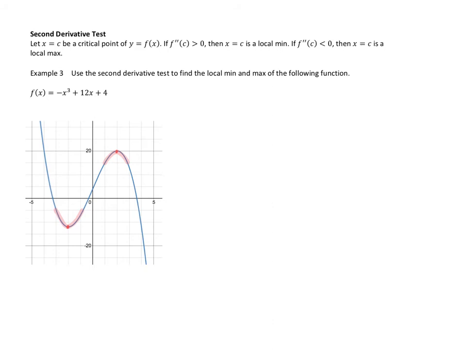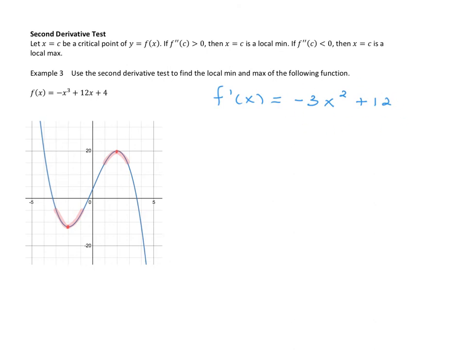So let's use these ideas to find all the local min and max of this function. Again, we could use the graph, but I wanted to use this graph to illustrate how this test actually worked. If we're just using the function itself, for starters, you need the first derivative. The first derivative is -3x² plus 12. And you need critical points.